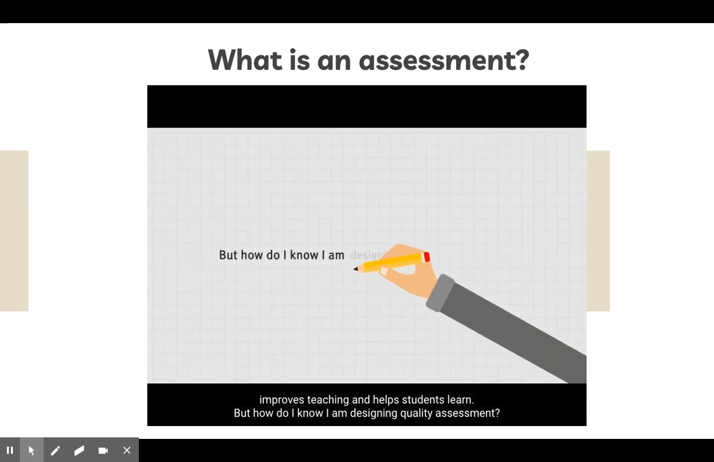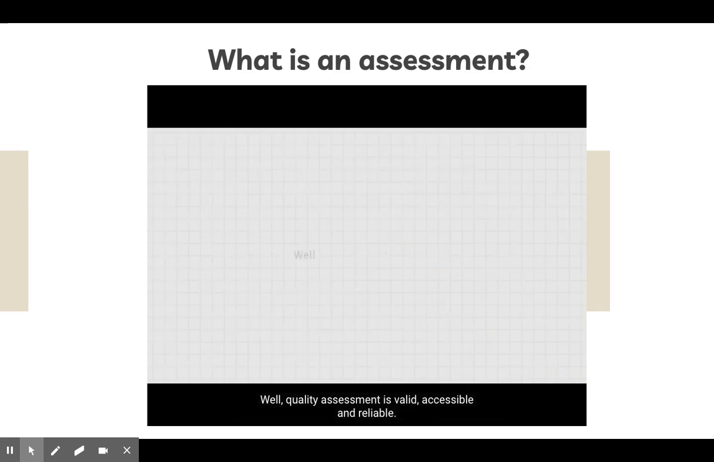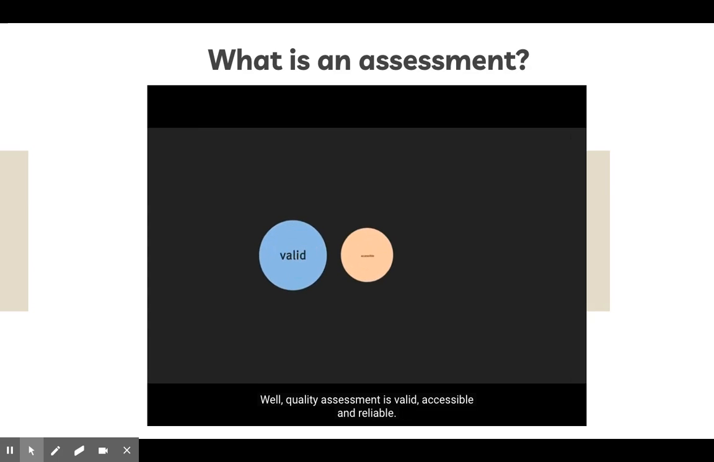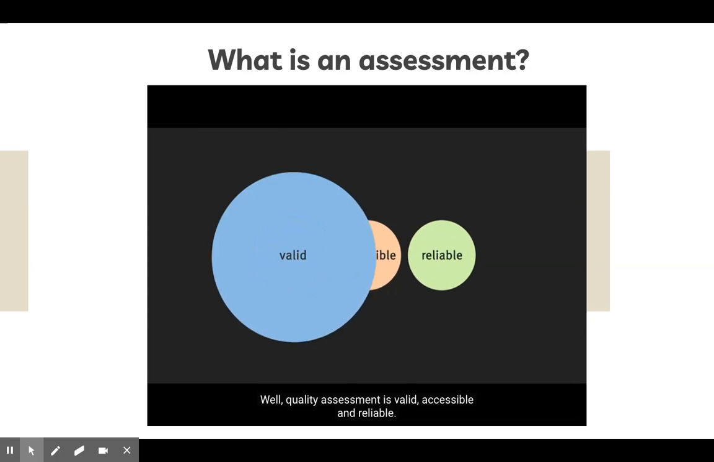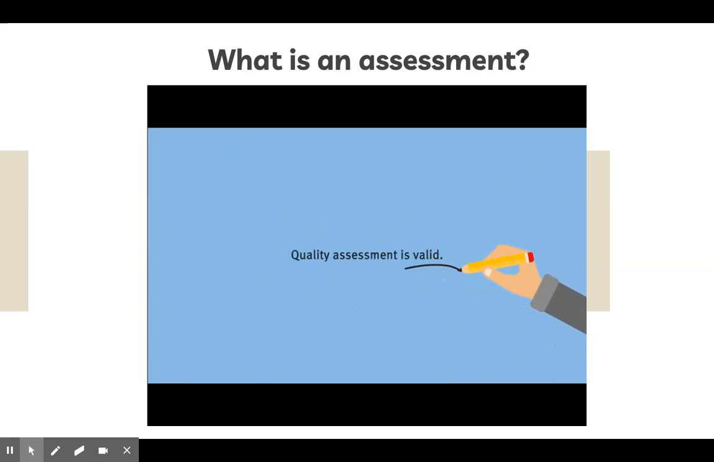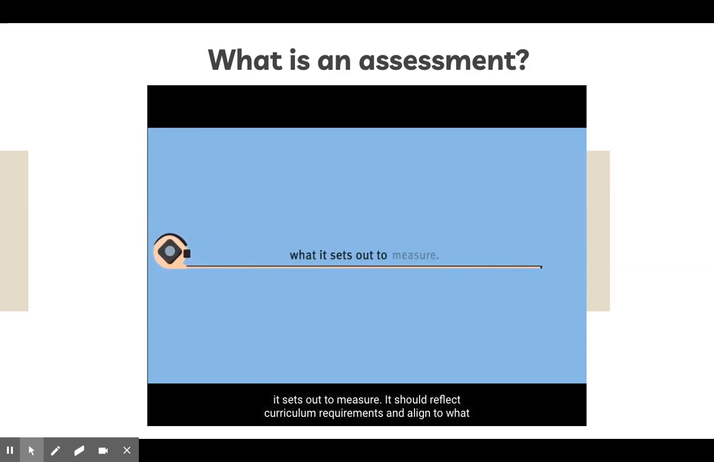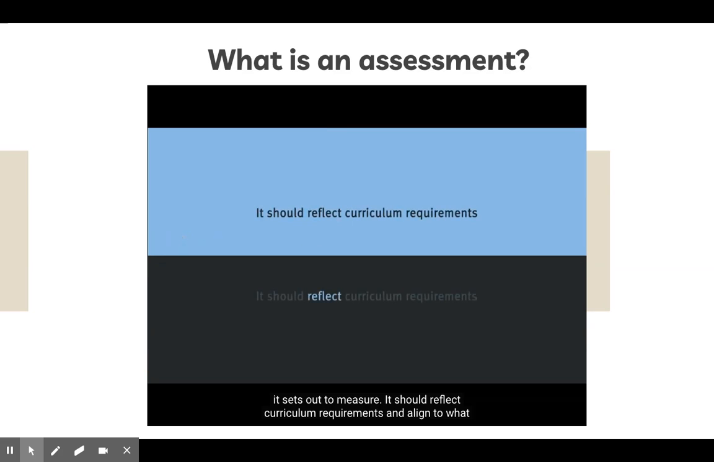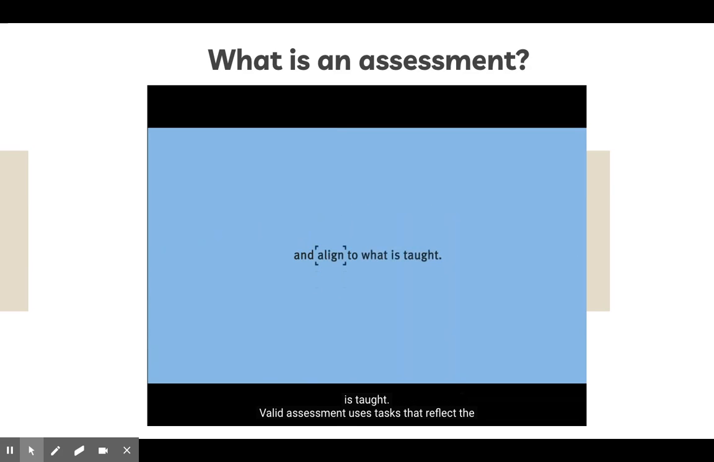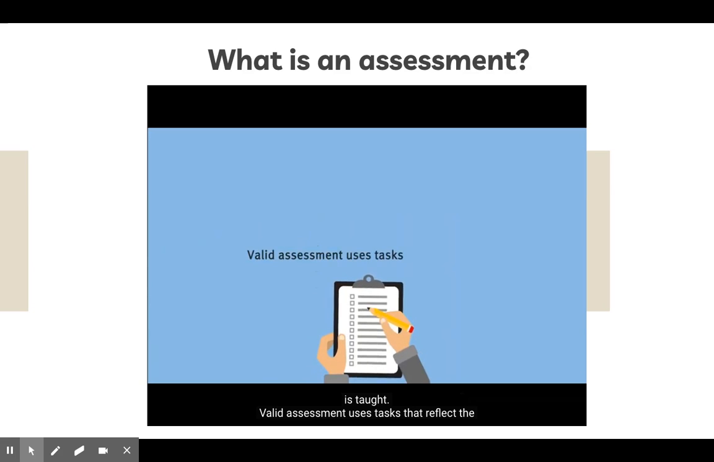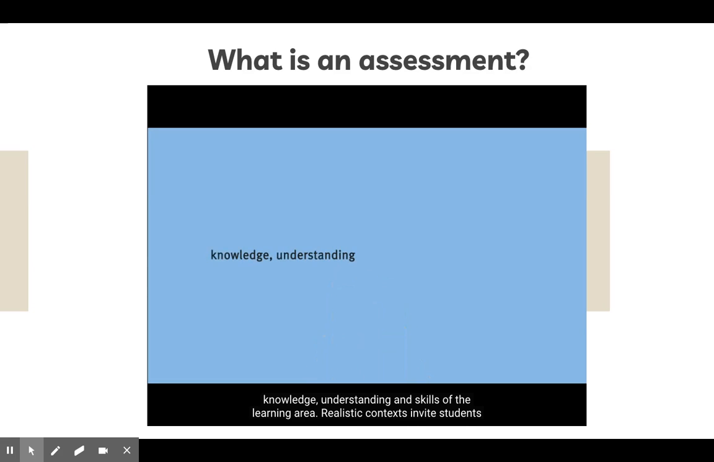But how do I know I'm designing quality assessment? Well, quality assessment is valid, accessible, and reliable. Valid assessment accurately measures what it sets out to measure. It should reflect curriculum requirements and align to what is taught. Valid assessment uses tasks that reflect the knowledge, understanding, and skills of the learning area. Realistic context invites students to demonstrate their breadth, depth, and range of what they know and can do.